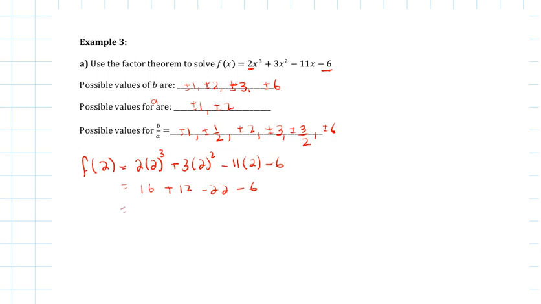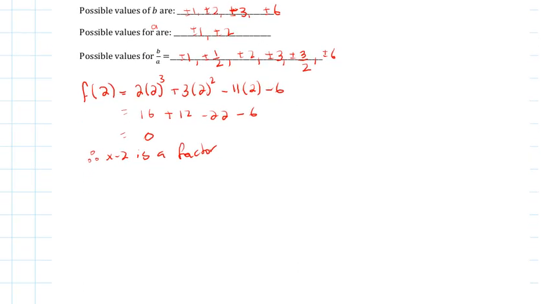So now I know that 2 is a zero, and x minus 2 is a factor. Now I'm going to do synthetic division to factor, because synthetic division is doable in this case and it's easier. All right, so let's set it up. It's going to be 2, 3, minus 11, and minus 6. My factor is going to be 2. Bring the 2 down here.